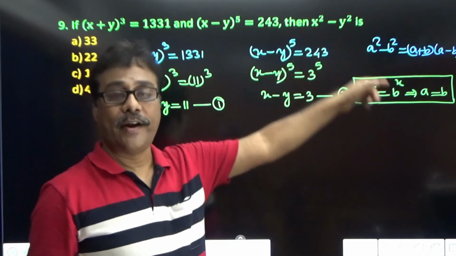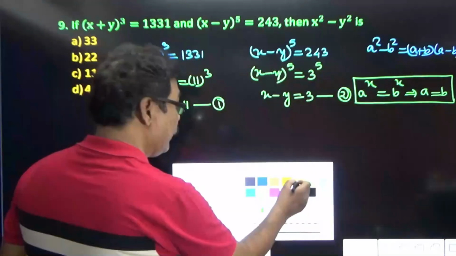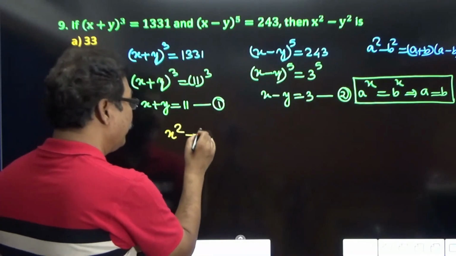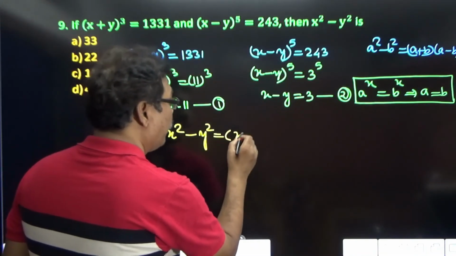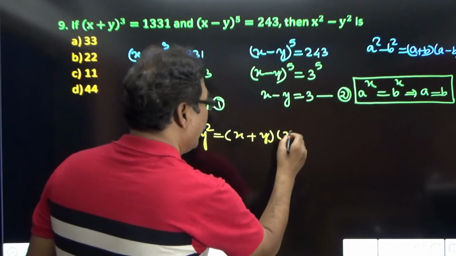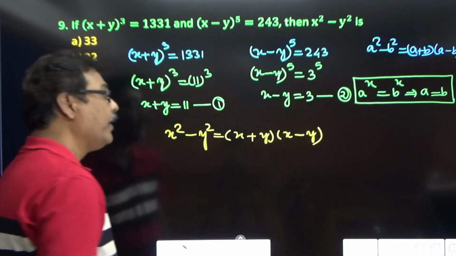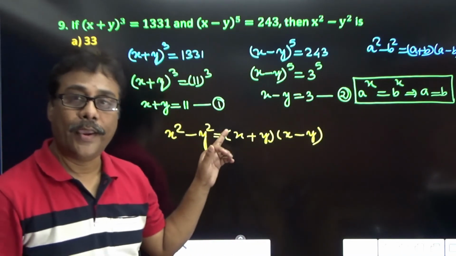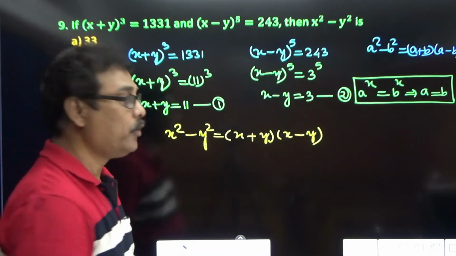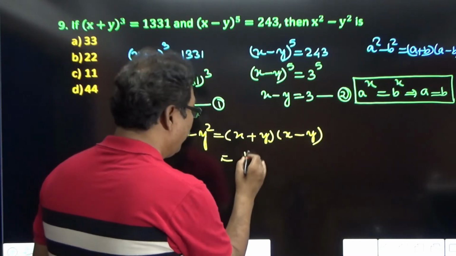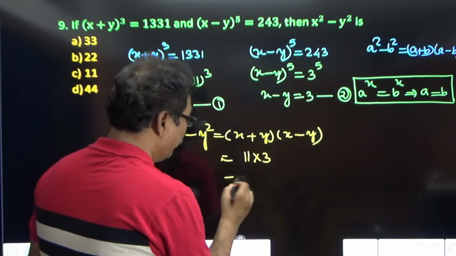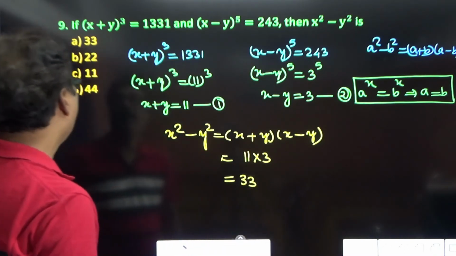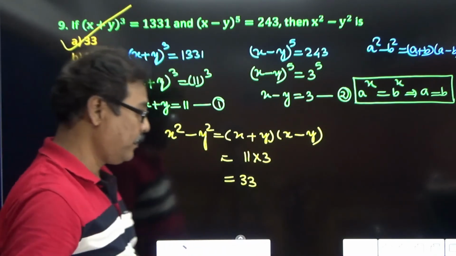So I got the value of x plus y, I got the value of x minus y. I have to find out x square minus y square. Your x square minus y square is equal to x plus y into x minus y. Well, x plus y is equal to 11 and x minus y is equal to 3. So 11 into 3 is going to be 33, my answer. So the answer to this question is 33.